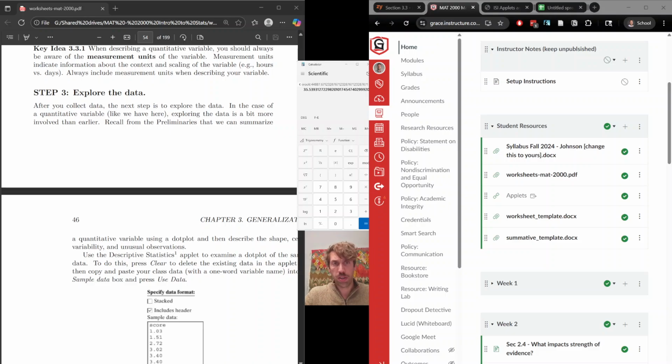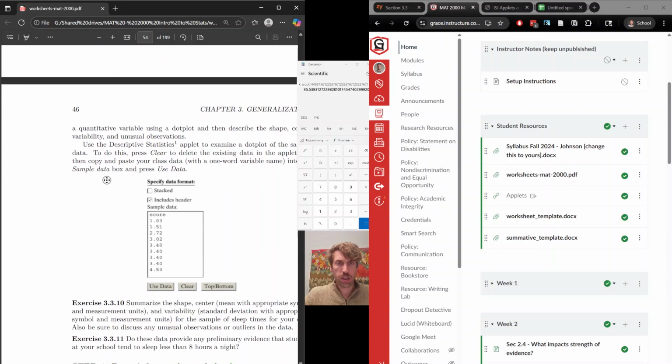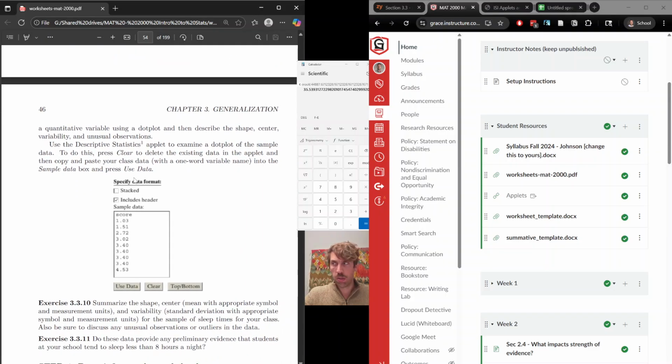Okay, this is part 2 of section 3.3. Now we're into step 3, explore the data. So now you should have your class's data, which means that every class is going to have different answers for this worksheet because every class will have slightly different data.